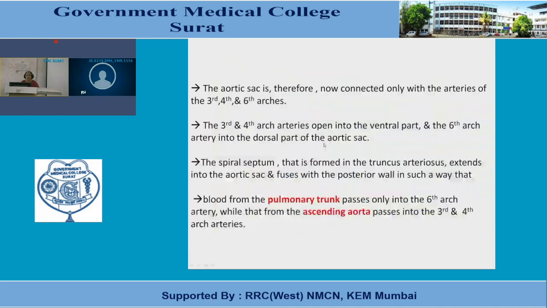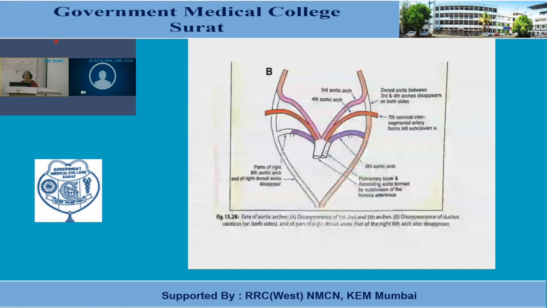Okay. Now the spiral septum that is formed in the truncus arteriosus extends into the aortic sac and fuses with the posterior wall in such a way that the blood from the pulmonary trunk passes into the sixth arch artery, while that from the ascending aorta passes into the third and fourth arch arteries. Now here in the given diagram, this is the aortic sac. Bilaterally you can see third and fourth arch arteries ventrally connected as a part of the aortic sac. Now dorsally the sixth arch artery you can see, right?